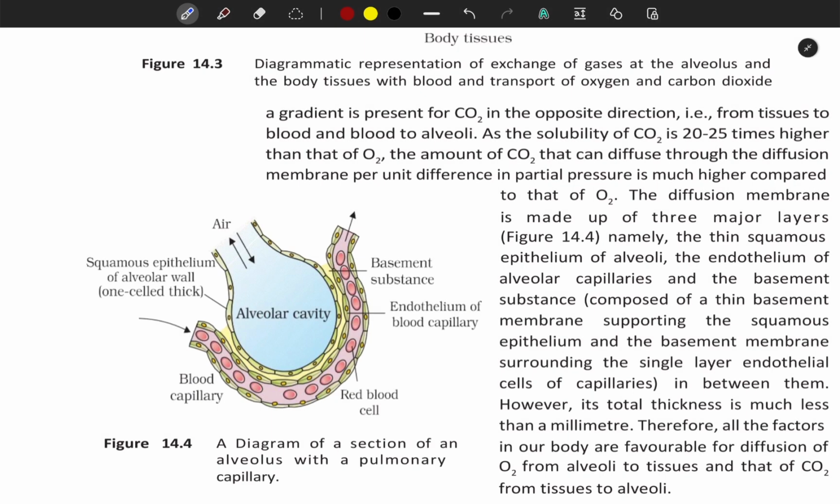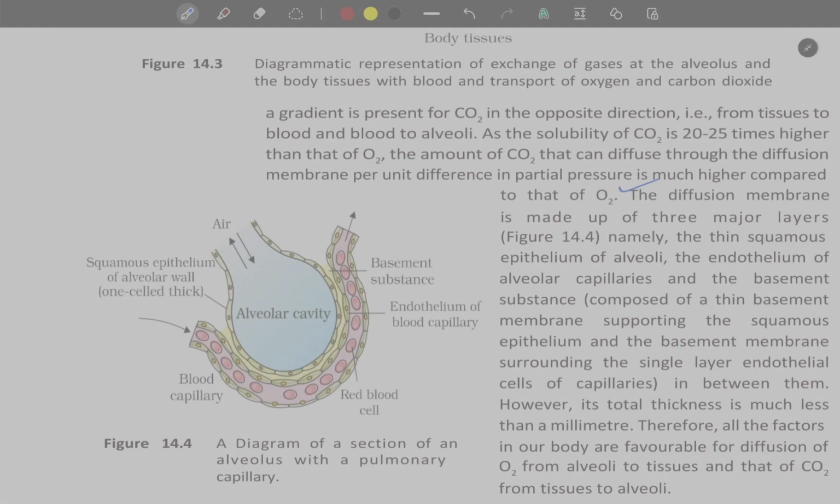Similarly, a gradient is present for CO2 in the opposite direction, that is from tissues to blood and blood to alveoli. As the solubility of CO2 is 20 to 25 times higher than that of O2, the amount of CO2 that can diffuse through the diffusion membrane per unit difference in partial pressure is much higher as compared to that of O2.